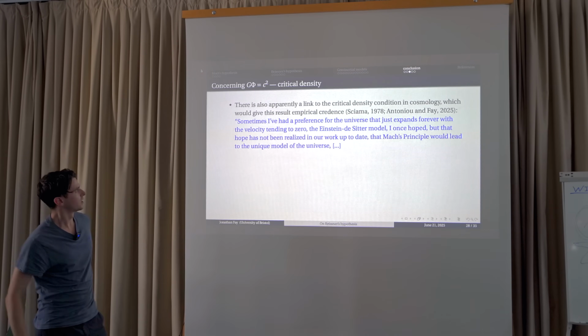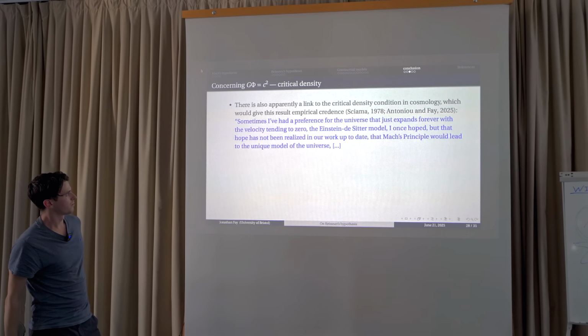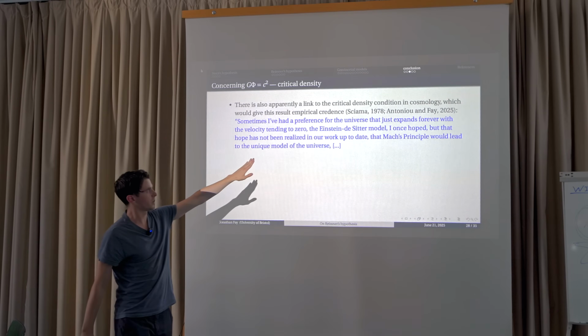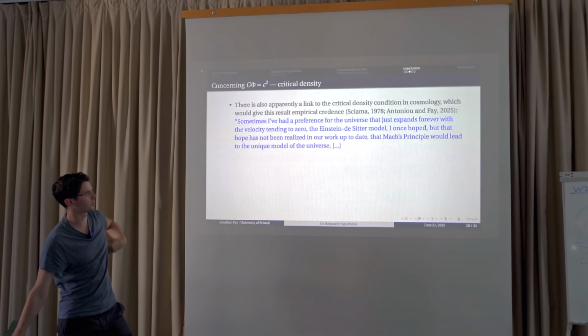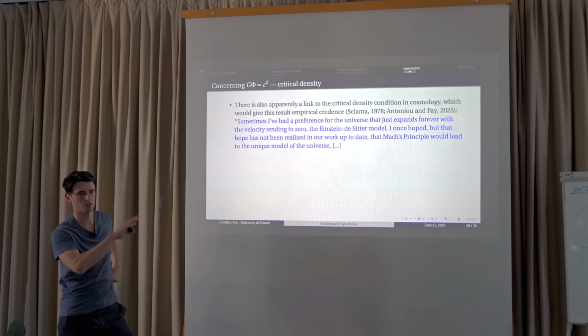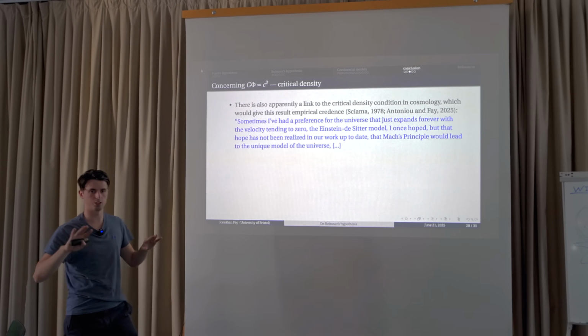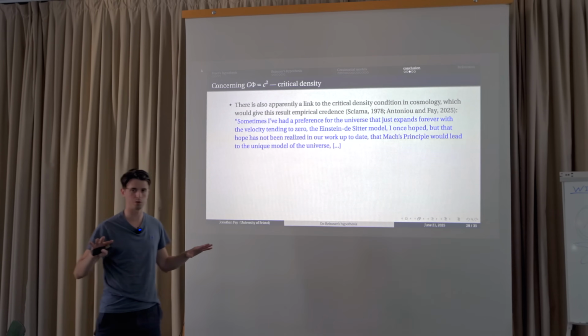But anyway, this is from an interview of Dennis Sciama in 1978. "Sometimes I've had a preference for the universe that just expands forever." So this is after his work on Mach's principle, much later in his career, where he's become slightly jaded about the whole concept. He was very keen when he was a young man.